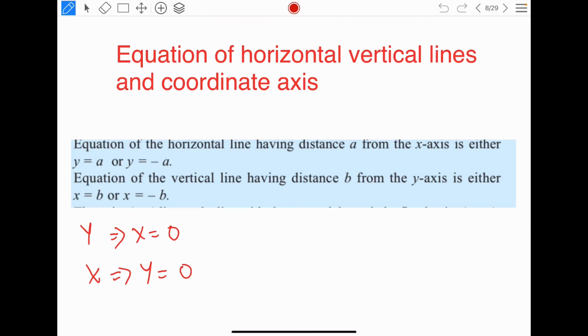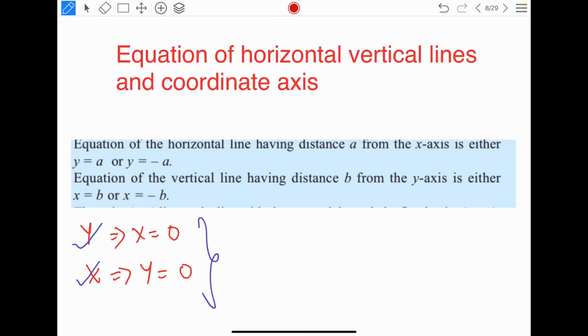Okay. Next. Equation of horizontal and vertical lines and coordinate axis. First of all, these two equations you already know. The equation of the y-axis: every point on the y-axis will be of the form x is 0, (0, y). X will always be 0, there will be no x component. And on the x-axis, everywhere the y component will be 0, because there will be no y part in the x-axis. When there is no x part in the y-axis, there will definitely be no y part in the x-axis.